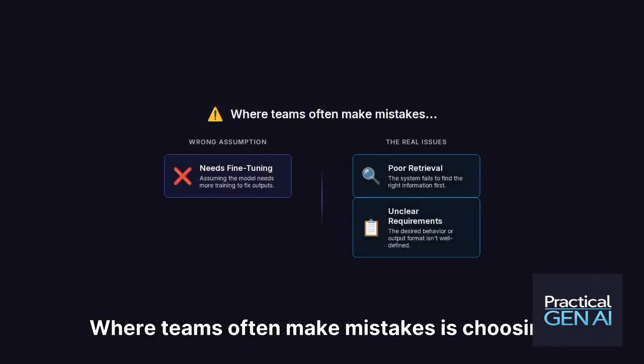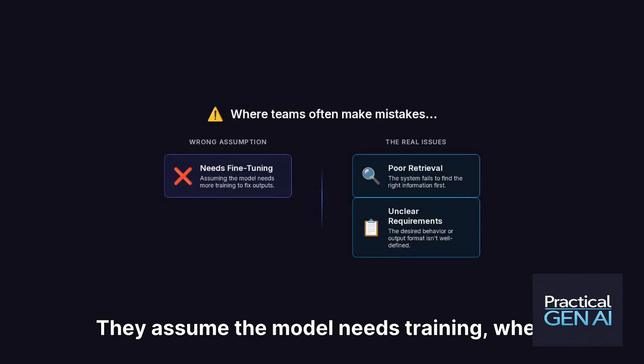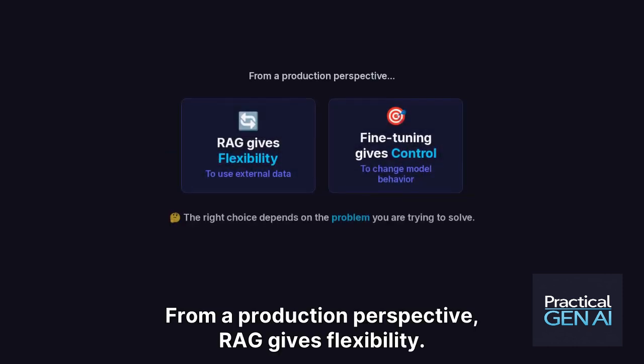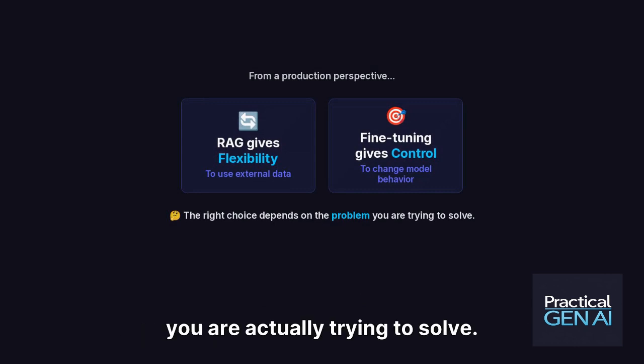Where teams often make mistakes is choosing fine-tuning too early. They assume the model needs training, when the real issue is poor retrieval or unclear requirements. From a production perspective, RAG gives flexibility. Fine-tuning gives control. The right choice depends on the problem you are actually trying to solve.